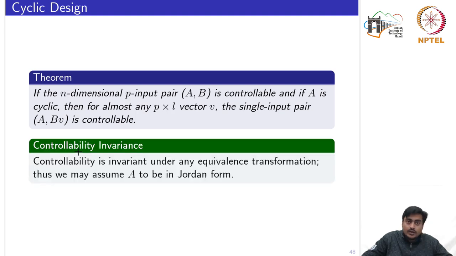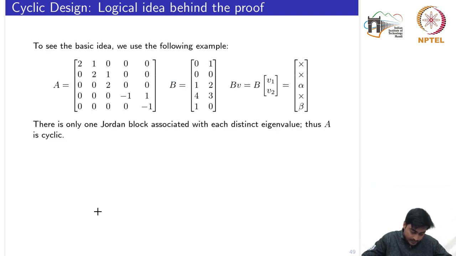If we recall from the controllability week, we had discussed one result that the controllability property of the system is invariant under any similarity transformation. So if we have transformed into another equivalent representation, the Jordan form of the matrix A would still satisfy the controllability of the pair A, B. We will not go into the detailed proof of this result, but we can see through an example the logical idea behind this proof.